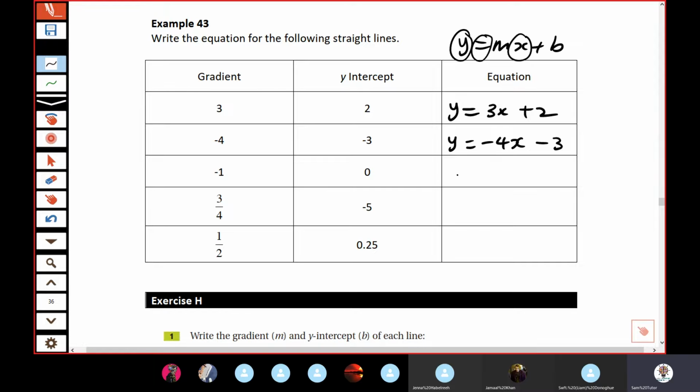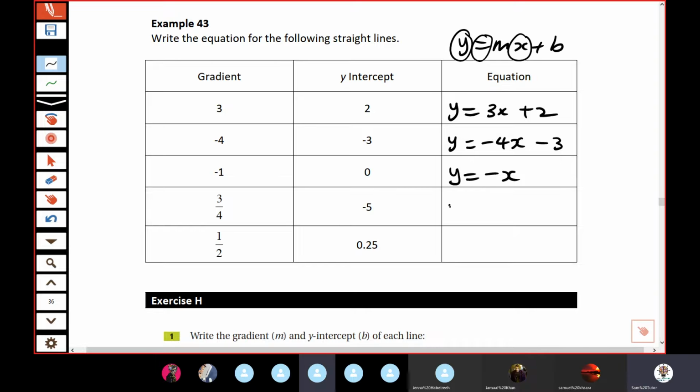Samuel, next one. Y equals -x. That's it, exactly. You don't say plus anything because it's plus 0. Good job.